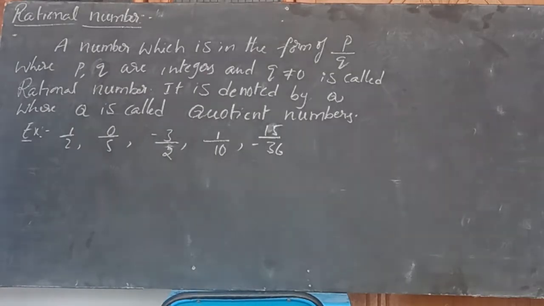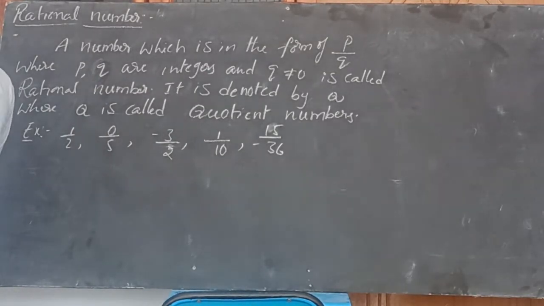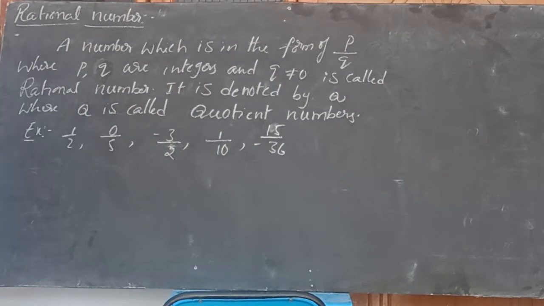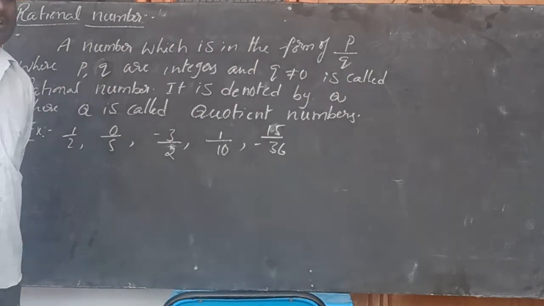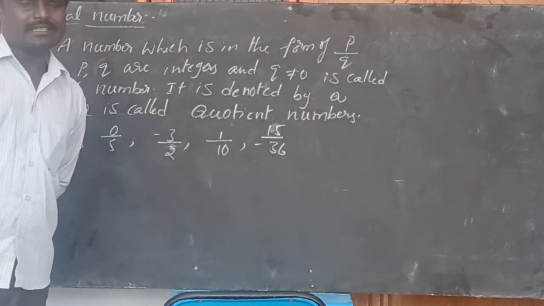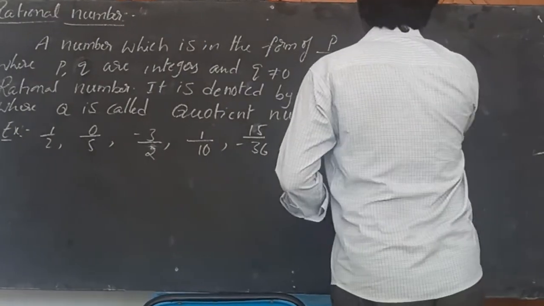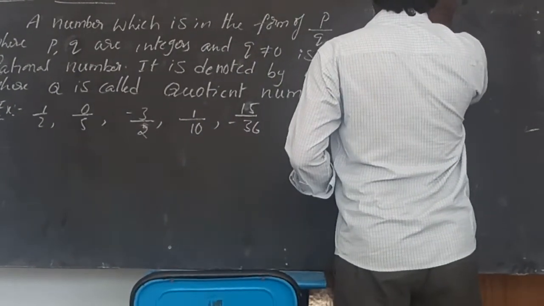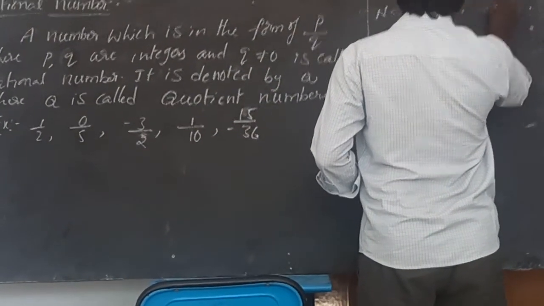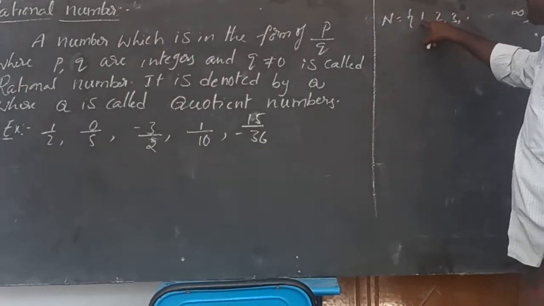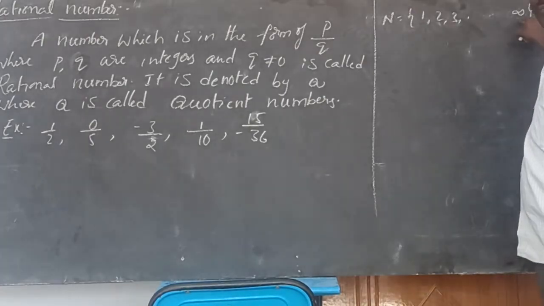So what are the examples? Counting, where do you start? 1, 2, 3, 4, 5, 6 and so on to infinity. The smallest natural number is 1. The biggest natural number is infinity. So here, capital N equals 1, 2, 3, 4, 5, 6 and so on to infinity. The smallest one is 1. The biggest natural number is infinity.